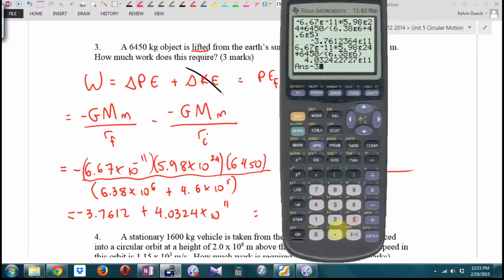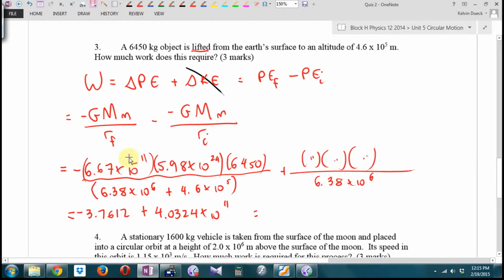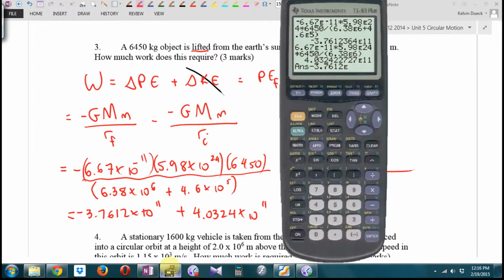Minus 3.7612 times 10 to the... You know what? I forgot to write the times 10 to the here. That was silly of me. Whoops. 11th. Do y'all get 2.71 times 10 to the 10th? I'll take 2.70, 2.72, 2.7, but 2.71 times 10 to the 10th joules?